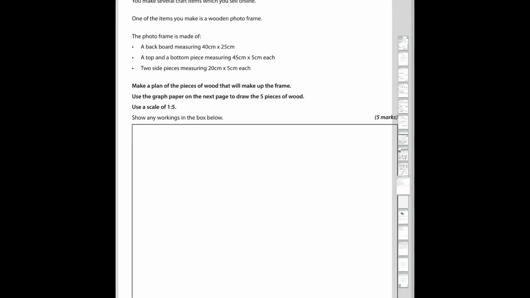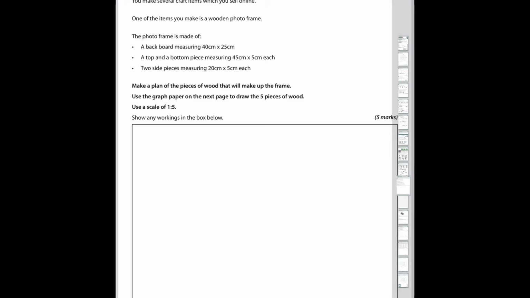You make several craft items which you sell online. One of the items you make is a wooden photo frame. The photo frame is made of a black board measuring 40 centimetres by 20 centimetres, a top and bottom piece measuring 45 by 5, and 2 side pieces measuring 20 by 5 each. Make a plan of the pieces of wood that will make up the frame. Use the graph paper on the next page to draw the pieces of wood and use a scale of 1 to 5.